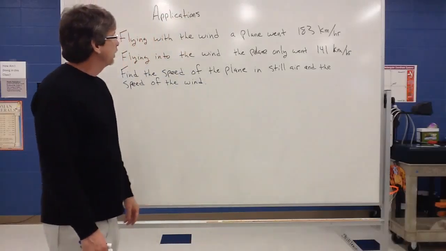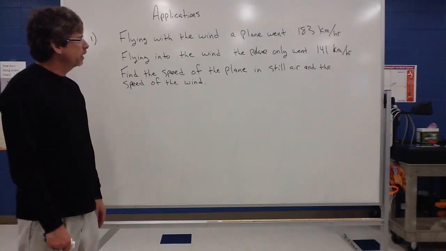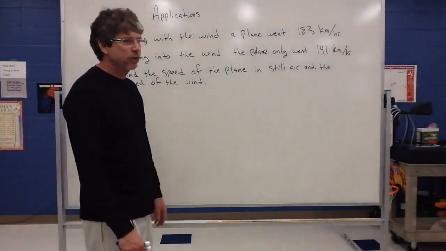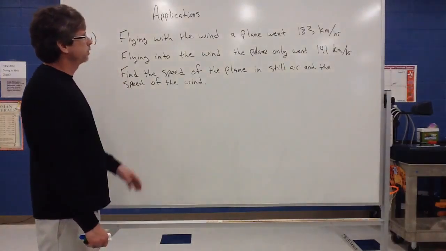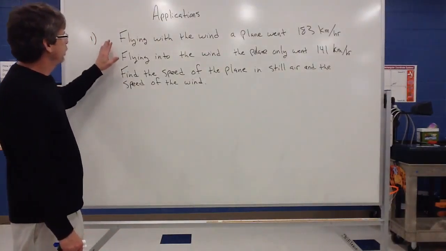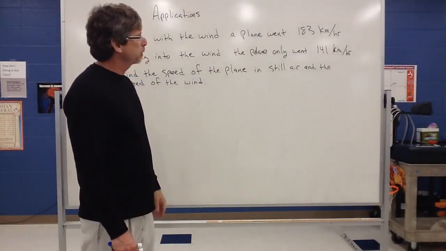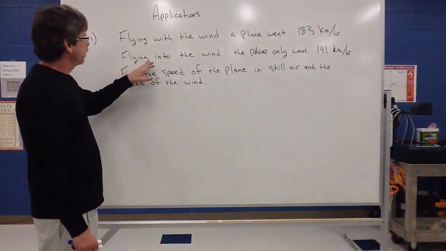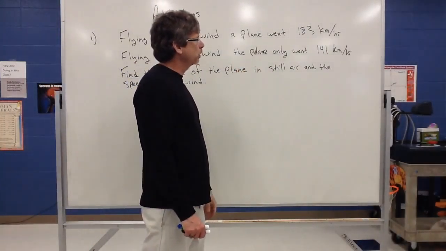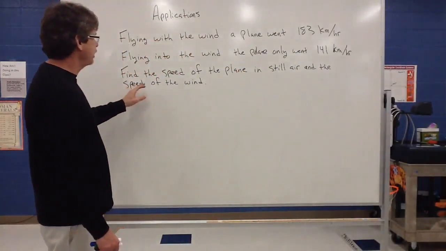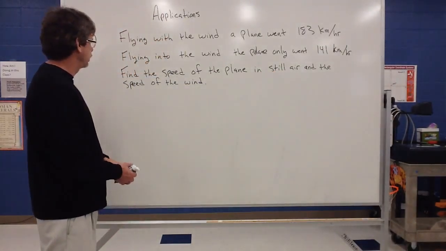We're going to try to do an application. See if we can see how this could fit into what we've been doing. So let's just look at this problem for what it is. Flying with the wind, a plane went 183 kilometers per hour. Flying into the wind, the plane only went 141 kilometers per hour. Find the speed of the plane in still air and find the speed of the wind.